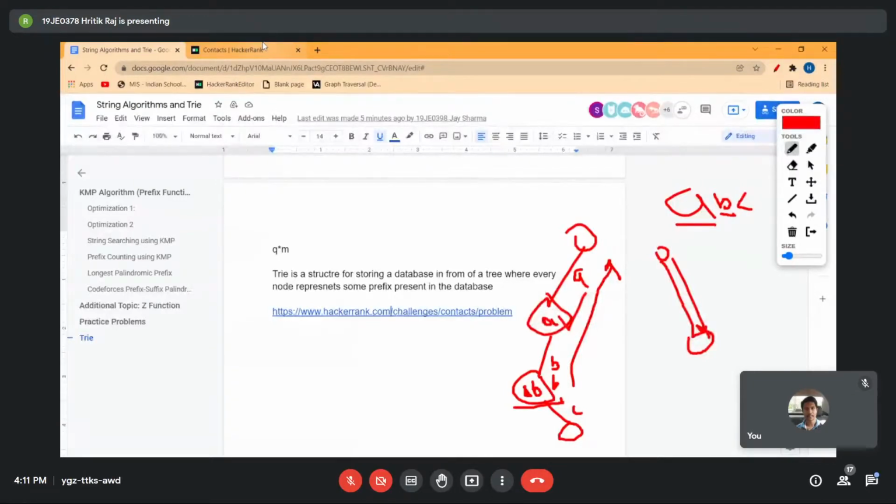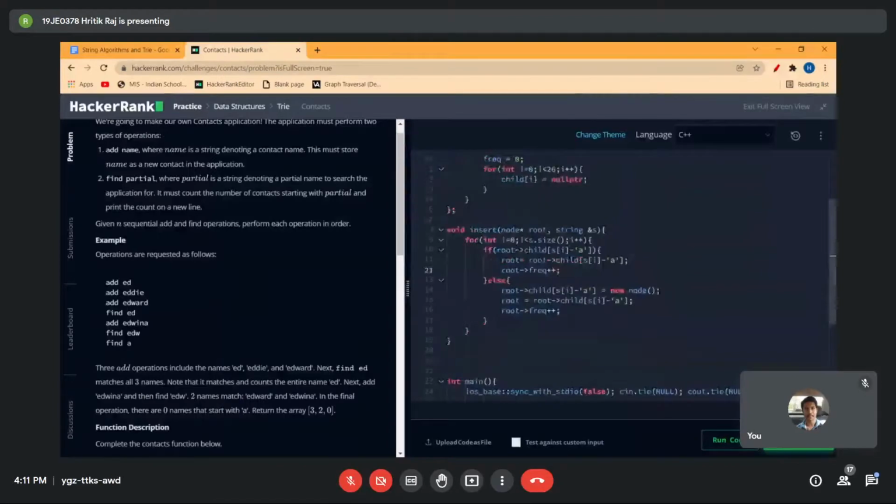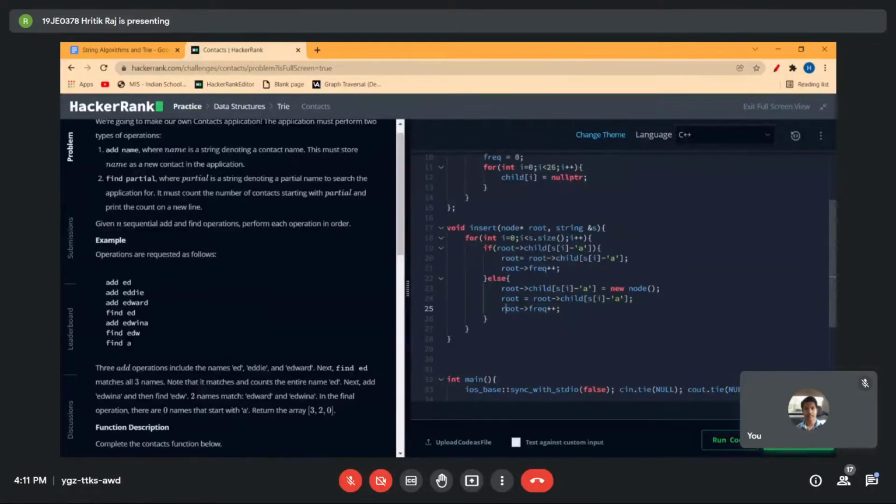Yes, sir. Whenever you are inserting, then for whatever node you are visiting, you are just increasing the count of frequency there. Whatever letters are present in the string, whenever we are reaching that node, we are just increasing the frequency of that node. Okay, sir.